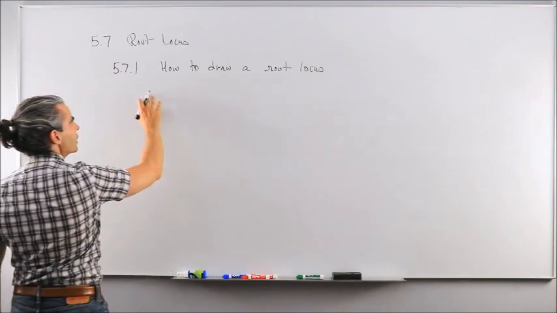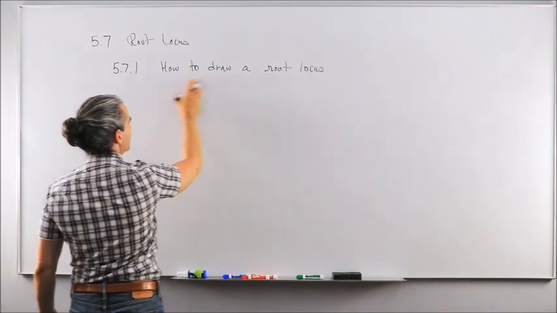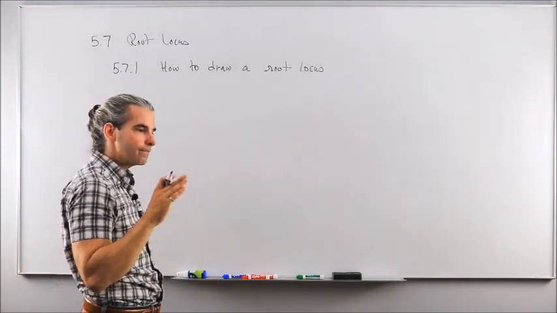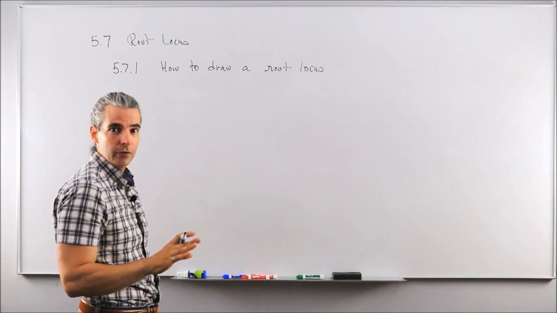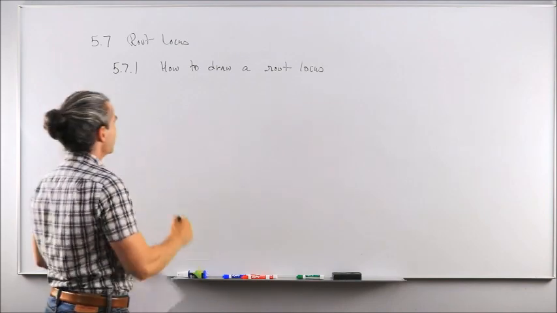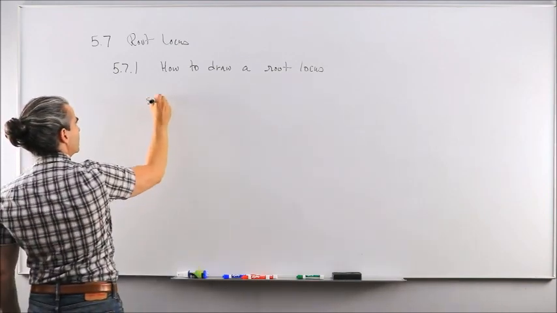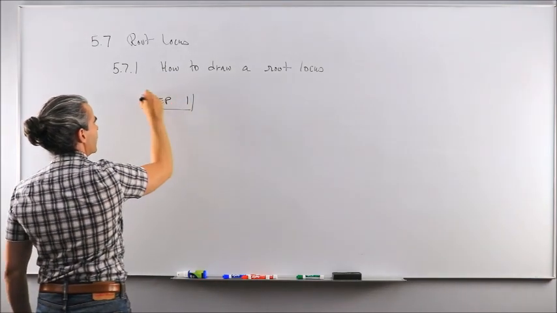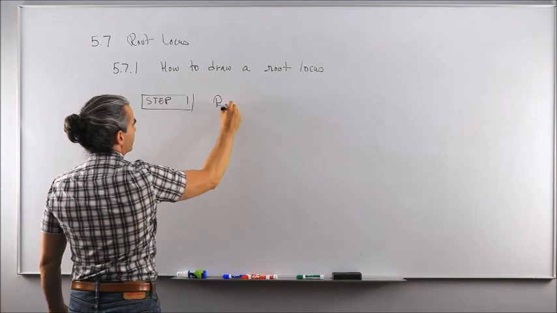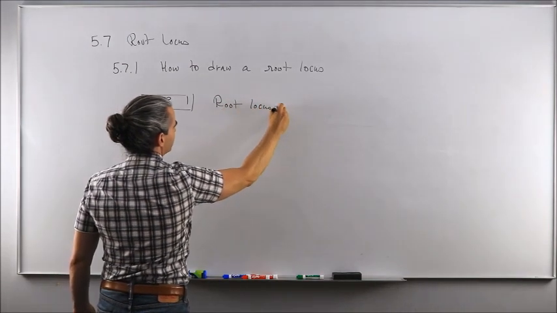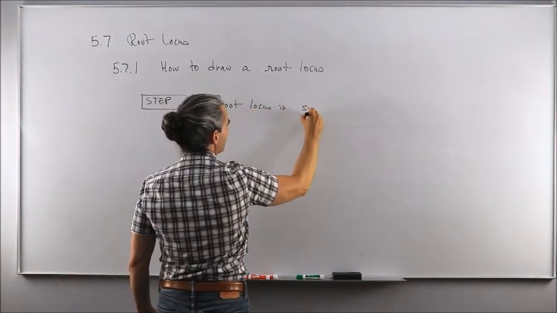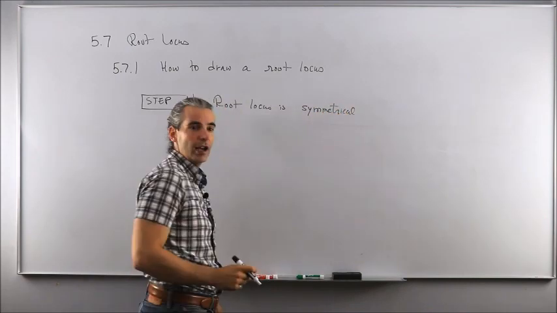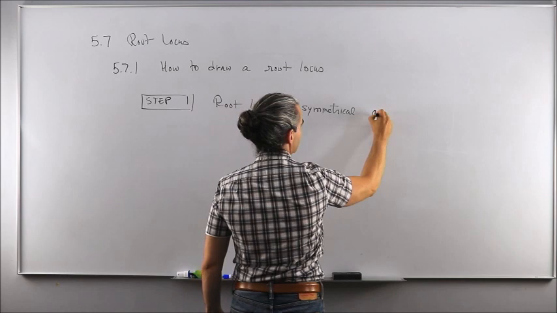So the way that we're going to obtain or draw a root locus is a very simple methodology, and in fact this is a step-by-step procedure, and there are 9 steps involved in the procedure. Okay? Step 1 is the easiest, because step 1 tells you that the root locus is symmetrical about which axis? About the real axis.